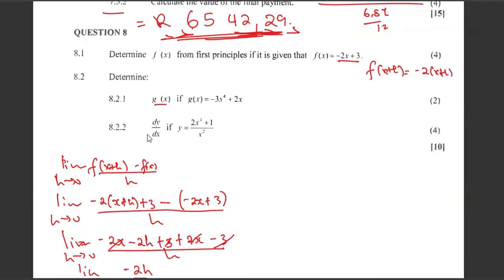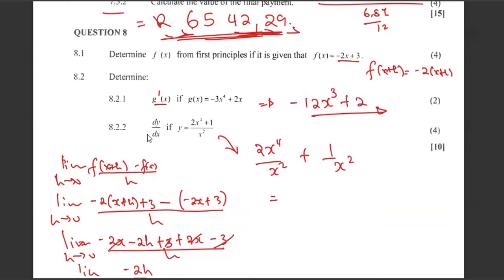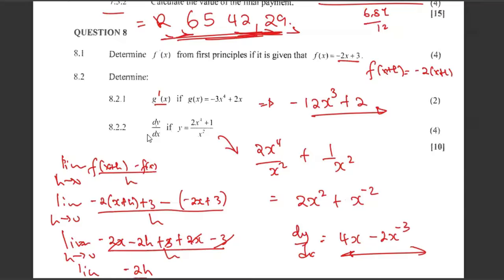Then if g of x, they want us to find g prime, which is the derivative. So that's going to be negative 12x cubed plus 2. And then lastly, 8.2.2, split this up. So 2x to the 4 over x squared plus 1 over x squared. Simplify that. You have 2x squared plus x to the negative 2, meaning that our dy/dx should be 4x minus 2x to the negative 3. Okay, so that is how 8.2 and the whole of question 8 would have been approached.